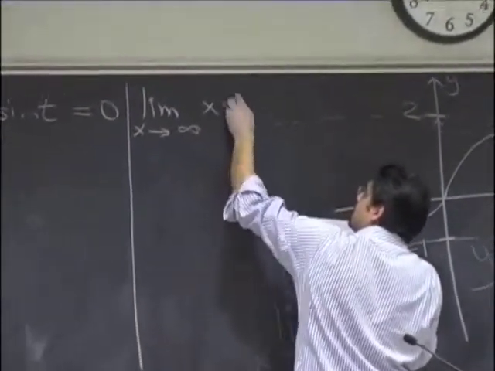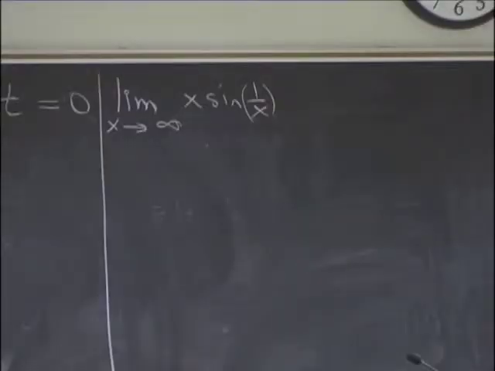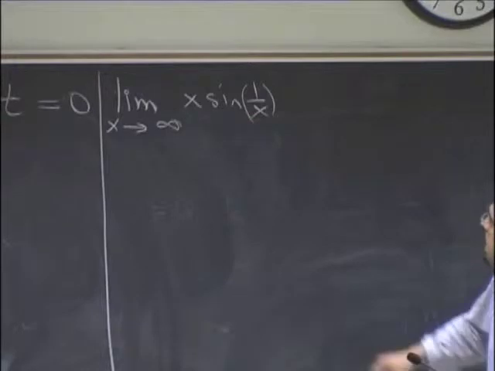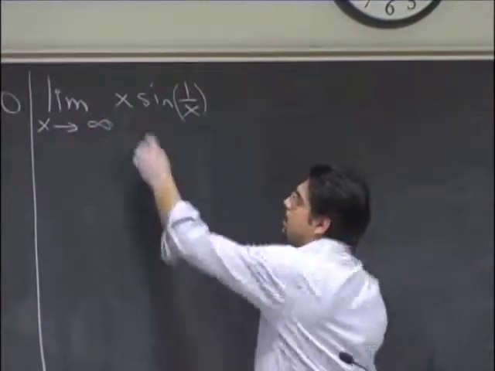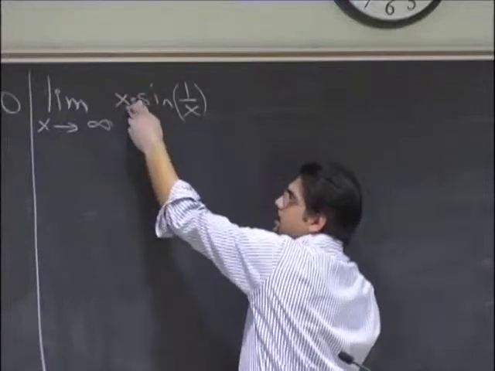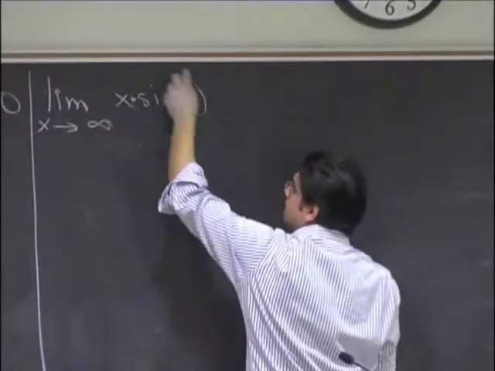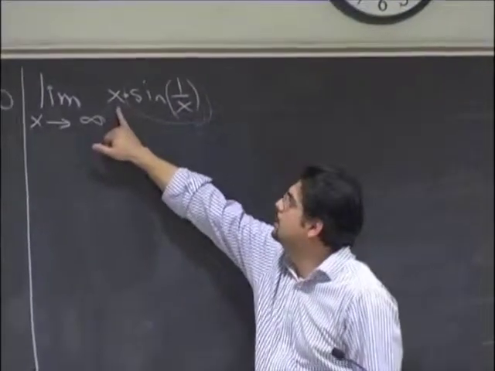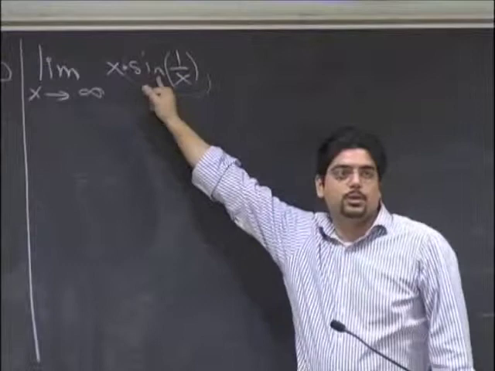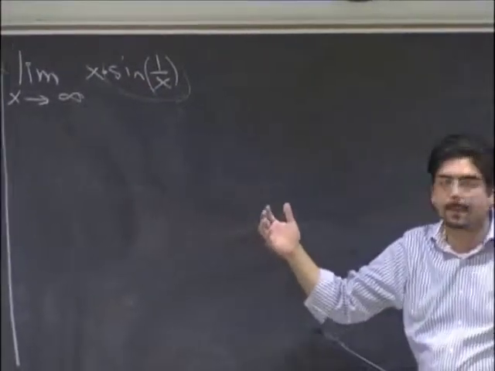x sine of 1 over x. Okay. Before we do any calculations, let's just think about this. When x gets really large, we have a product here. This number gets really large, but just as we saw, this number gets really small. So this gets really large and this gets really small. So what happens to the product? We can't really tell.